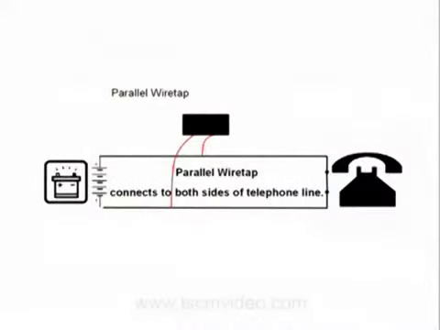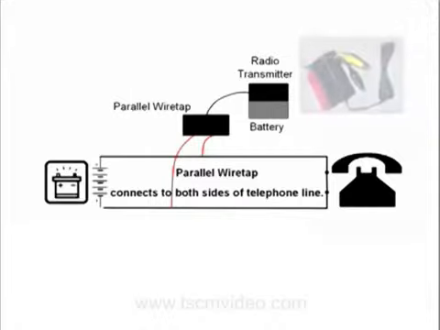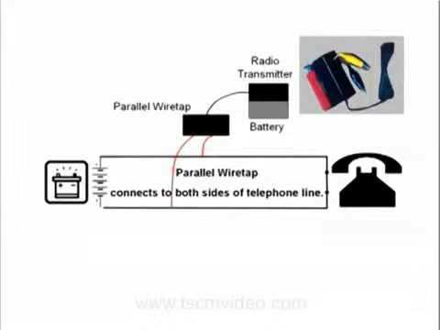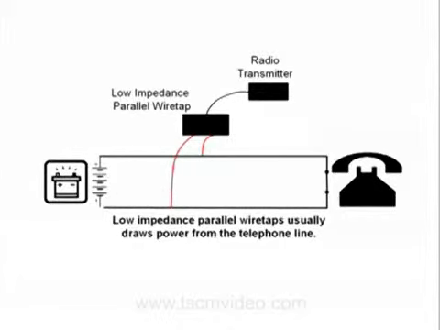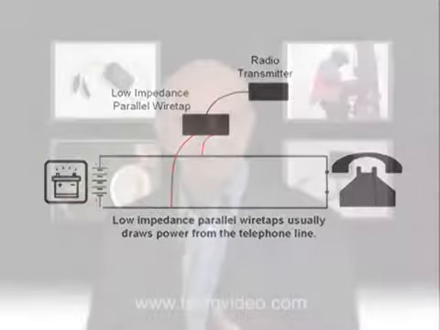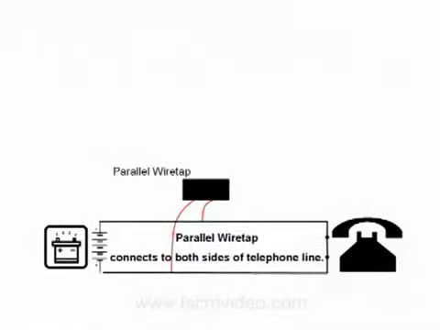Many sellers of wiretapping devices will also make this type of wiretap coupled with a radio transmitter. If it's a high impedance parallel wiretap, it will use a separate battery to power the radio transmitter. If it draws its power from the telephone line's power, then it's frequently referred to as a low impedance parallel wiretap. Low impedance devices drain enough power from the telephone line to become very easy to electronically detect. And some low impedance parallel wiretaps can be easily detected by the telephone company and are not very popular devices with professional eavesdroppers for obvious reasons.